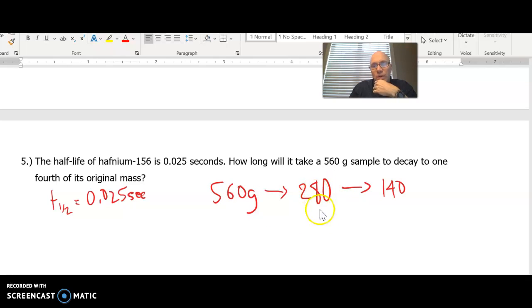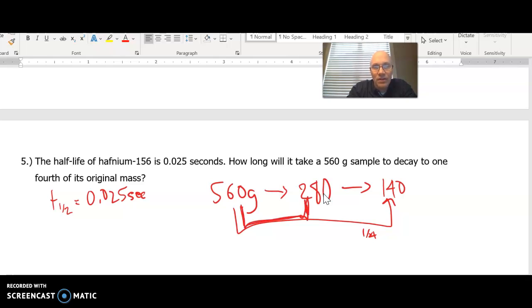That would be going down to 280, and half of that again would be 140. So this right here is 1/4 of its original mass. All right, so 4 times 140 gives 560. How long would that take? Well, that is the period of time. That would be 2 half-lives.